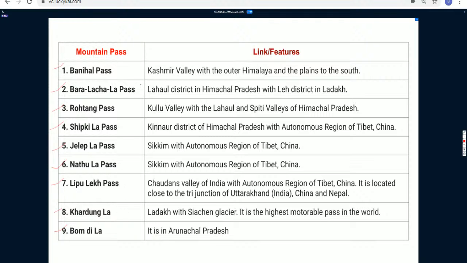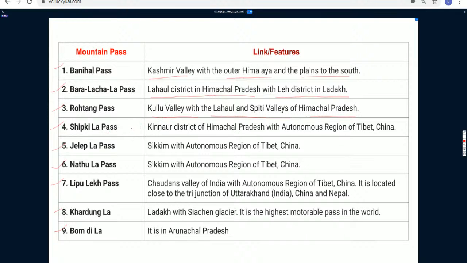Banihal Pass, what does it link and what are the features? It connects Kashmir Valley with the outer Himalayas and the plains to the south. This is Banihal Pass. When we talk about Baralachala Pass, it connects Lahaul district in Himachal Pradesh with Leh district in Ladakh. Then Rohtang Pass. It connects Kullu Valley with Lahaul and Spiti valleys of Himachal Pradesh.